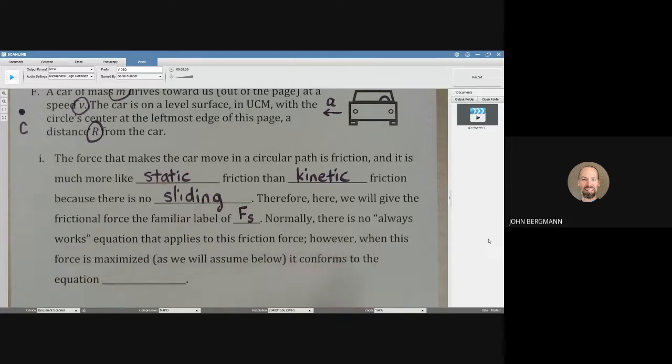Normally, there is no always-works equation that applies to this friction force. We've talked about how the static friction force, sometimes it's 0, sometimes it's a little bit more, and then all of a sudden it's maxed out. However, when this force is maximized, as we will assume below, it conforms to the equation mu sub s times the normal force.